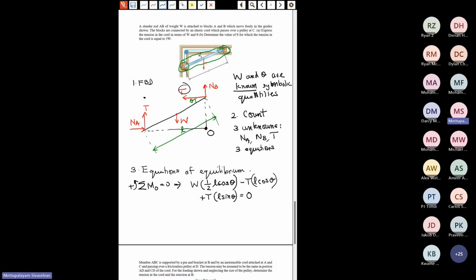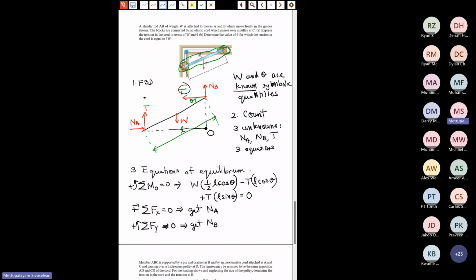And then if I sum the forces in the X, I can get N sub A. And then if I sum the forces in the Y, I can get N sub B. Any questions?